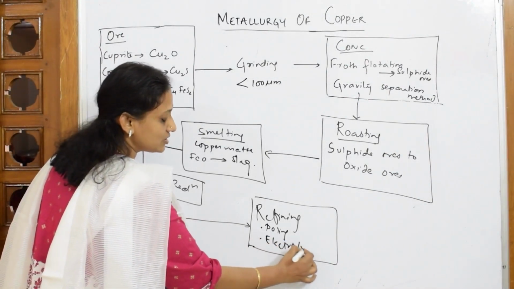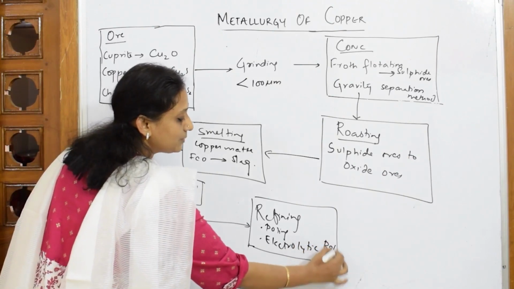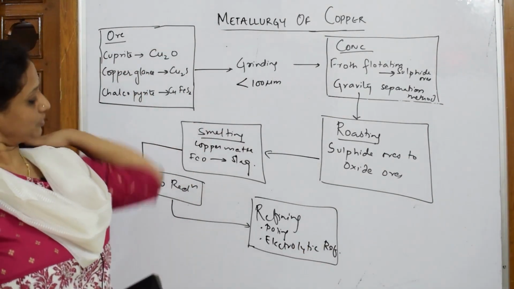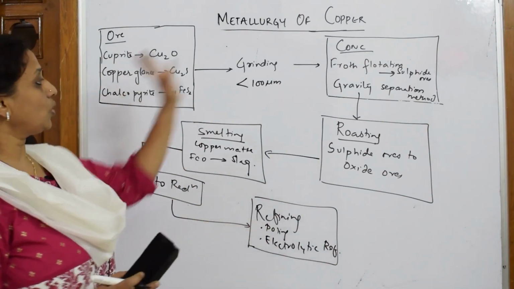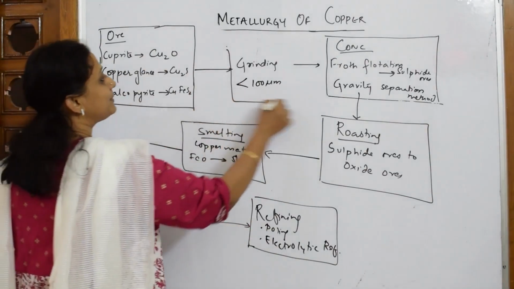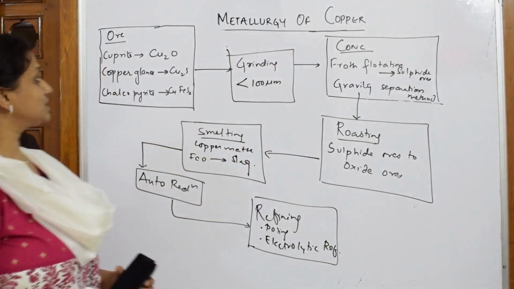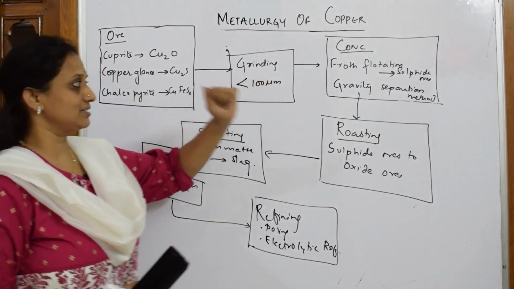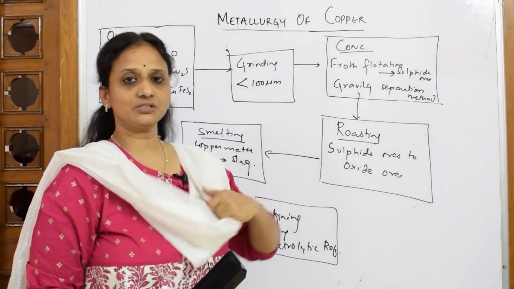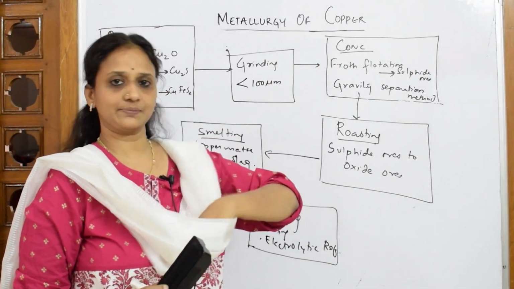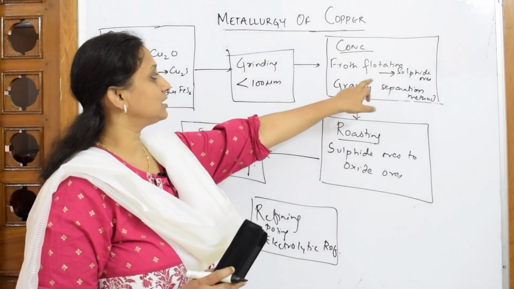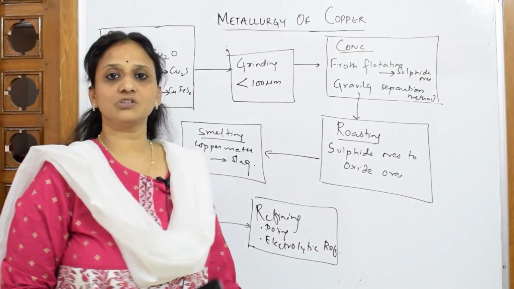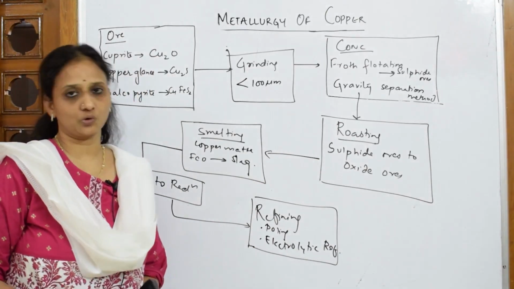You have studied this electro refining process in grade 10, where you use the impure anode and the pure cathode. So I'm going to use that also. This is the whole layout of your copper metallurgy. There's nothing to write in this. This method also, froth flotation or gravity separation, is based on the way they are separated. I'll not be discussing this concentration method. I'll be directly going into a concept called roasting of copper ore.